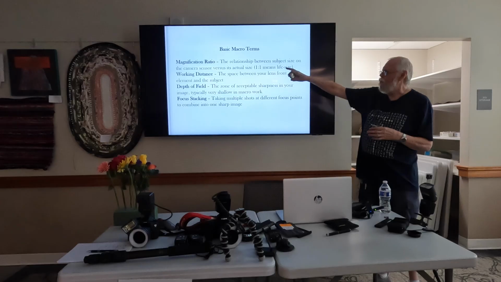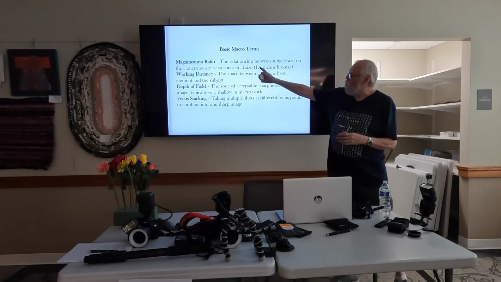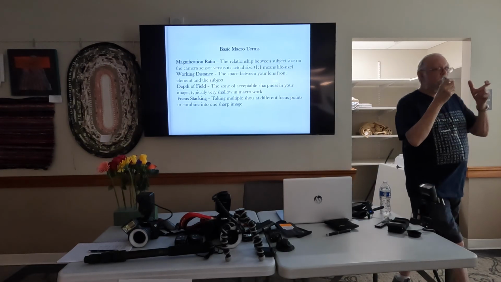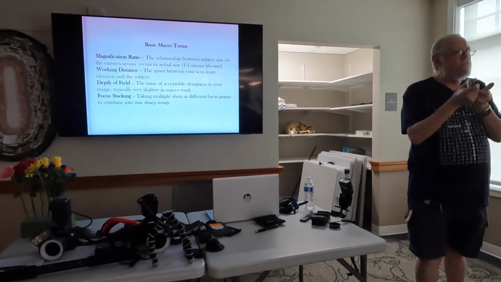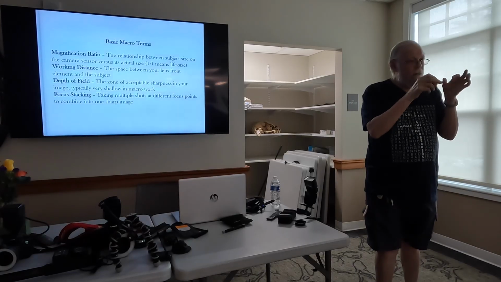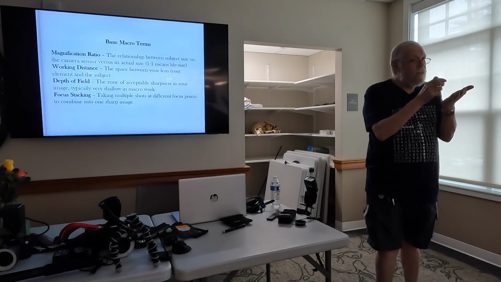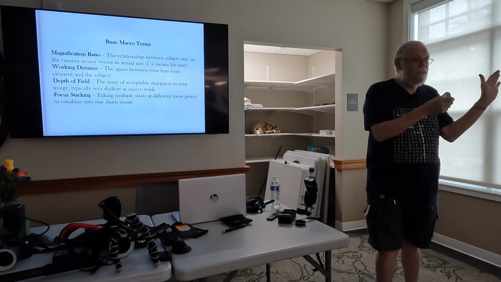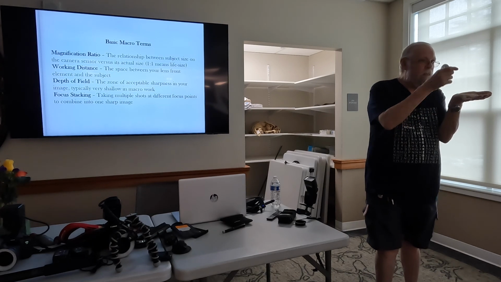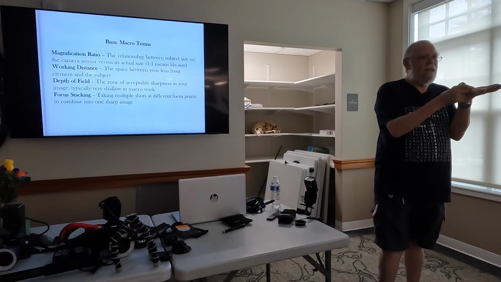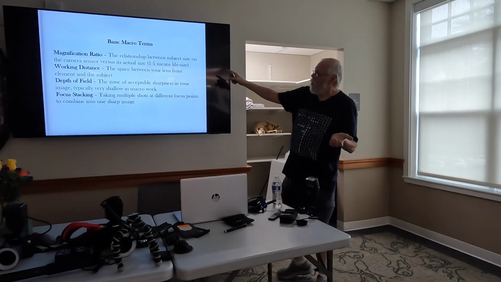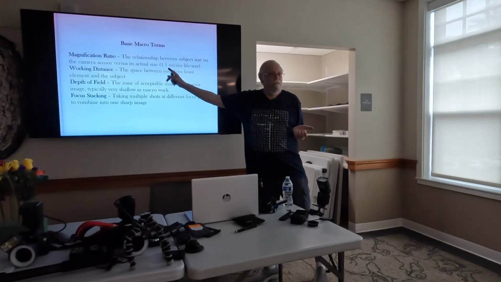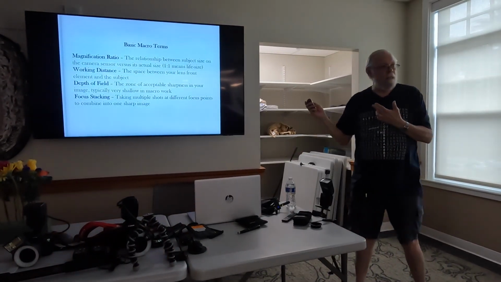Magnification ratio is the relationship. This basically means if you took a penny and got as close as you could to the penny, where it's a circle, and you took a picture of it, and you printed that picture to the exact size, and you put it on the penny, it would go right on top. It would be the exact same size. So that's what 1-to-1 means. Any questions about that?